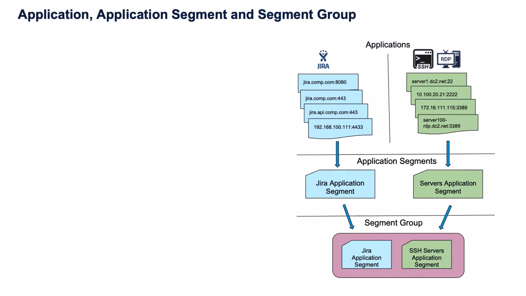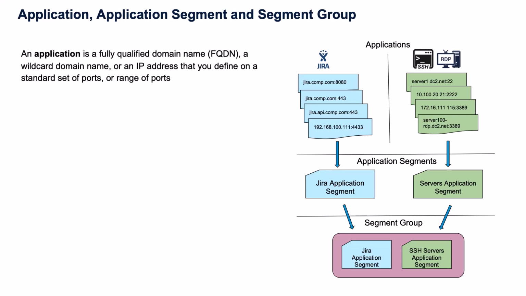So if we look at this graphically, an application in that application segment is an FQDN, a wildcard domain, or an IP address and a standard set of ports or range of ports. IP addresses should be used sparingly and only where an application is only accessible by an IP address or where the payload indicates that it needs to be connected to by an IP address.